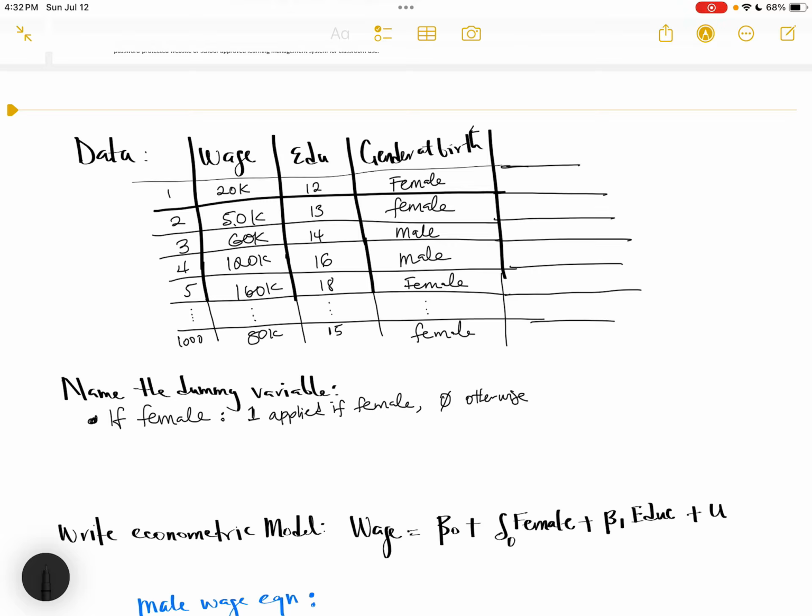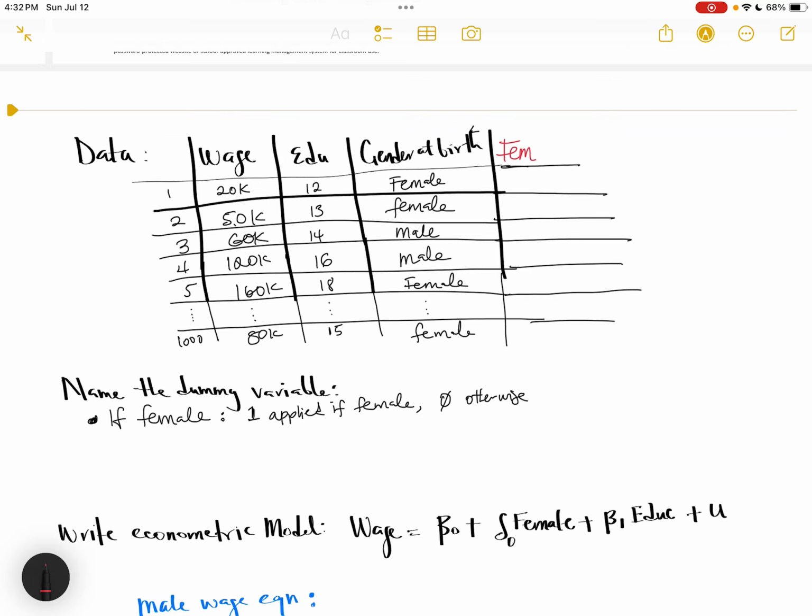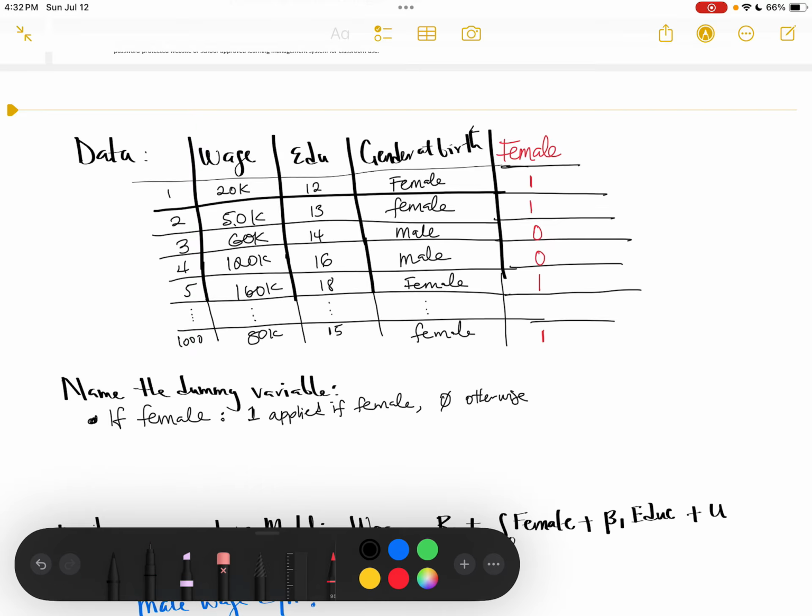And so in the data example right here, let's use a different color so that it pops at us. Let's use red. If I have female here, then wherever I see female, I apply a 1. So female in the first row gets a 1, second row a 1, third row a 0, fourth row a 0, fifth row a 1, and then the 1000th row a 1. Do you see that? Cool.